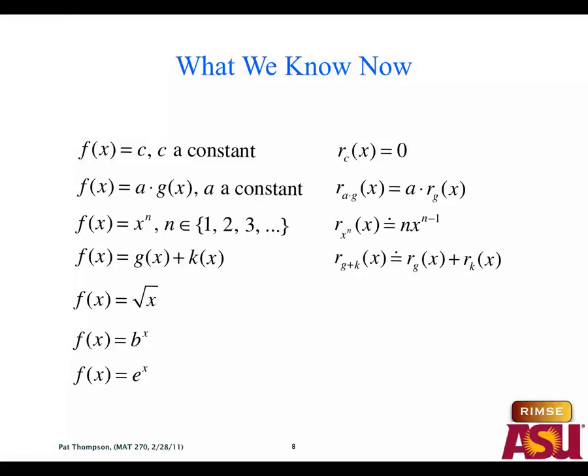Okay, so here we go. We got the 4 from before, and now we got 3 new ones. Square root of x. What's the rate of change of square root of x? Out of order. It is 1 over 2 square root of x. And then b to the x is natural log of b. That's that constant that times the accumulation function gives the rate of change function. And then for e to the x, that constant is 1. That constant is 1. So your rate of change is the accumulation function.